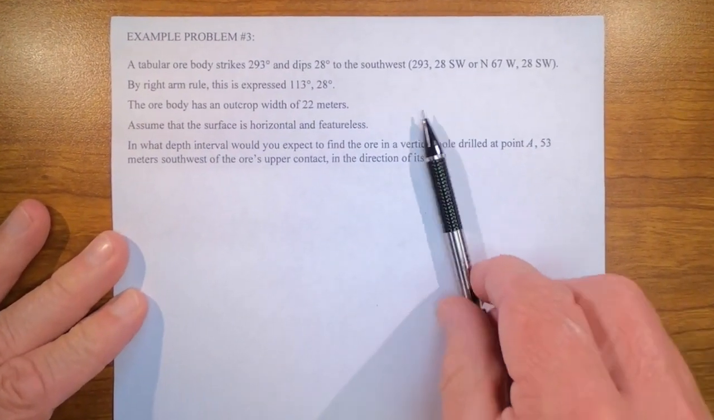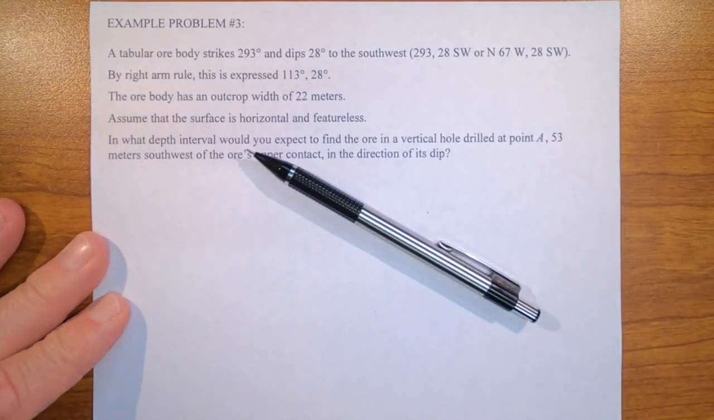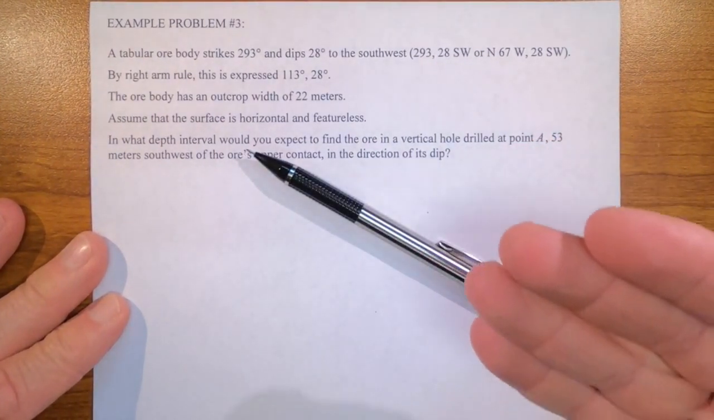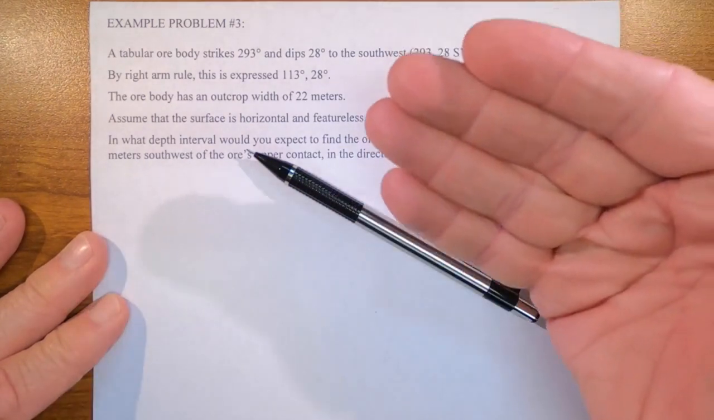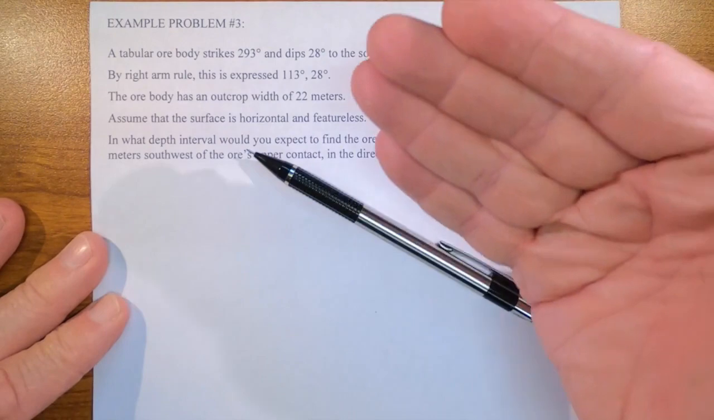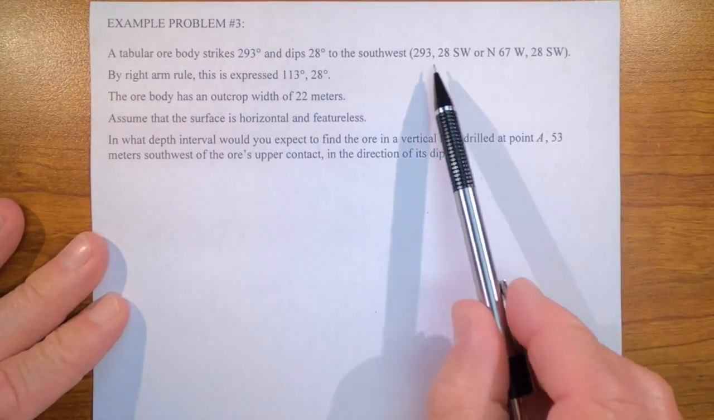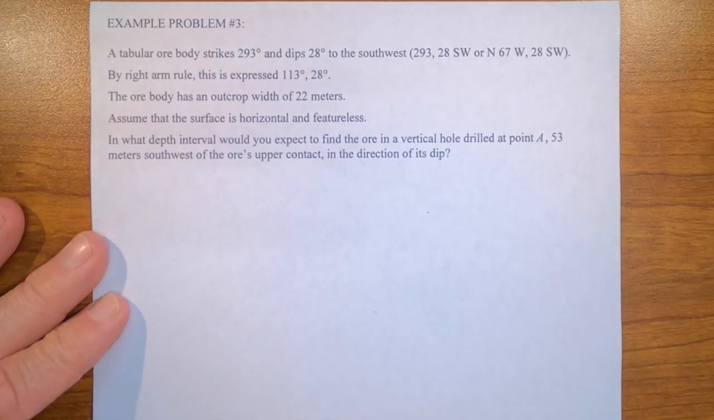293, if this is north and that's west, 270, 293 is about like that. Okay? It's going to dip to the southwest towards me. All right? And it dips 28 degrees towards me to the southwest. And here's the various other ways that could be expressed.